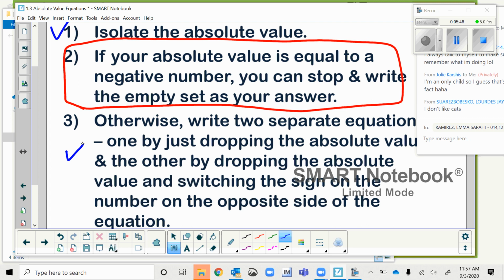So you go on to step 3, and it says, otherwise, write 2 separate equations. One of them you write by just dropping the absolute value. That's the only thing you do. And the second equation you make by dropping the absolute value and switching the sign on the number that's on the opposite side. You're going to make that number negative. And I'm going to show this to you and explain to you why this is a thing.